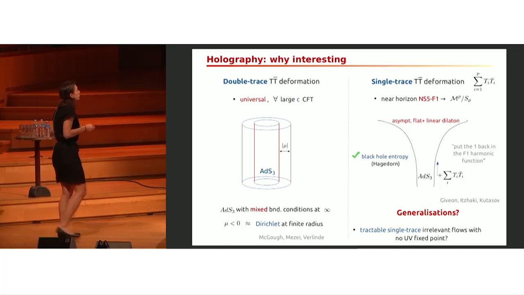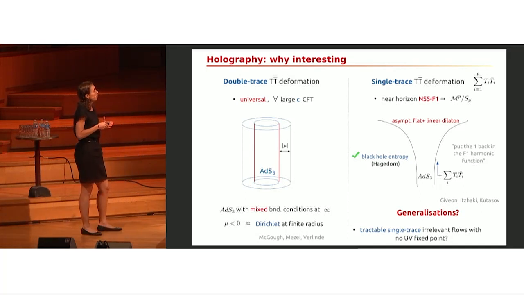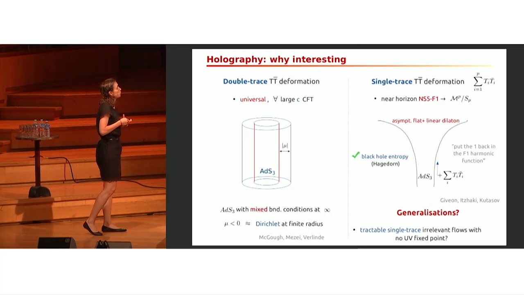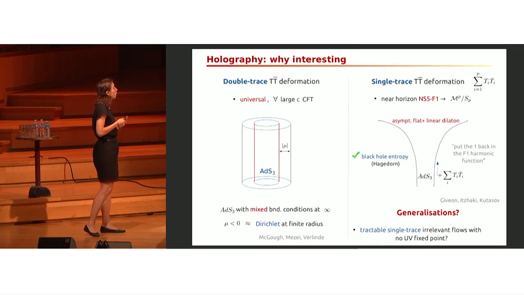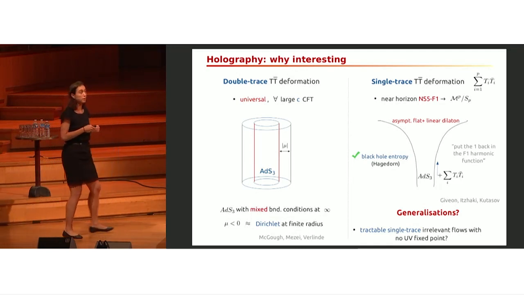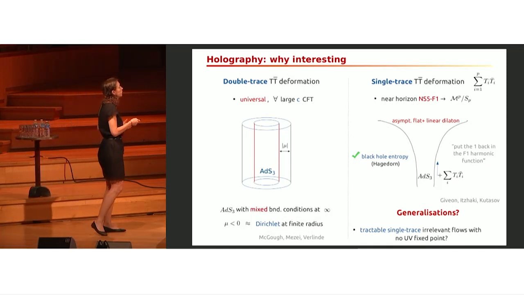The way this relates to Mark's talk 2 days ago is that these mixed boundary conditions at infinity in Tittybody, for negative deformation parameter and in pure gravity, coincide precisely with Dirichlet boundary conditions at finite bulk radius, which is why I brought this particular picture, but this is more general.